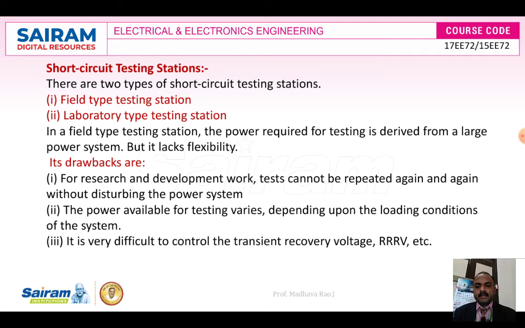The power availability for the test varies depending on the loading conditions of the system. It is very difficult to control the transient recovery voltage, TRV, etc. So the drawback of these systems is that we cannot repeat the test repeatedly, since the power distribution is not constant and depends on load conditions, the power availability varies, and it is very difficult to control the transient recovery voltage. So these are the drawbacks in field type testing.